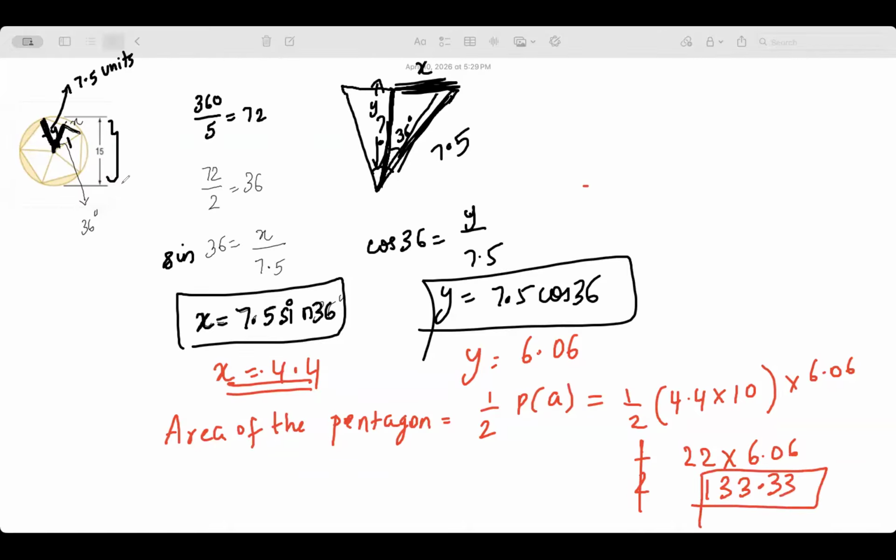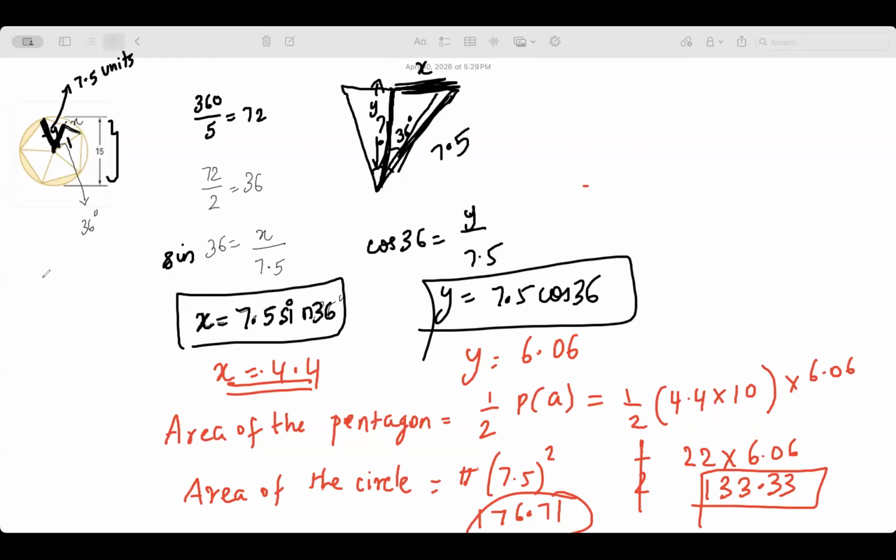So the area of the pentagon we got, right? But that's not enough. Now let's also find the area of the circle. What is the area of the circle? Pi r squared, right? So pi r squared is pi times 7.5 squared. What is the answer to this? One of you? Okay, Jaya says it's 176.71.